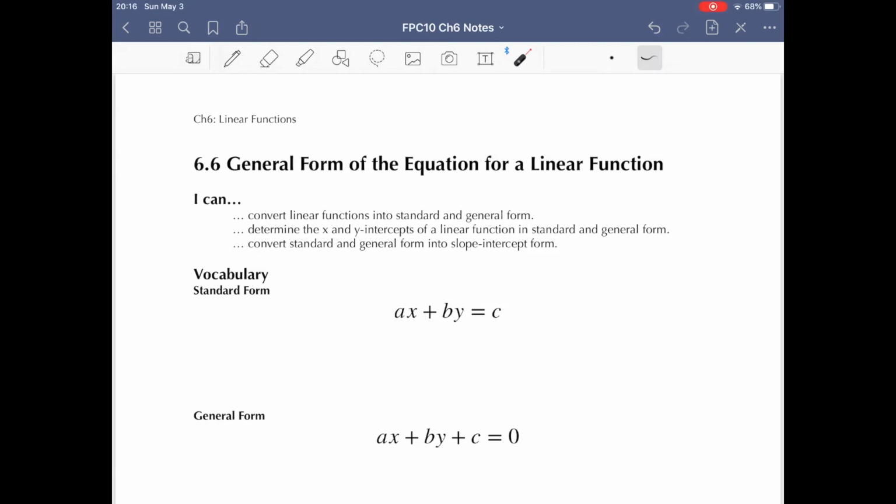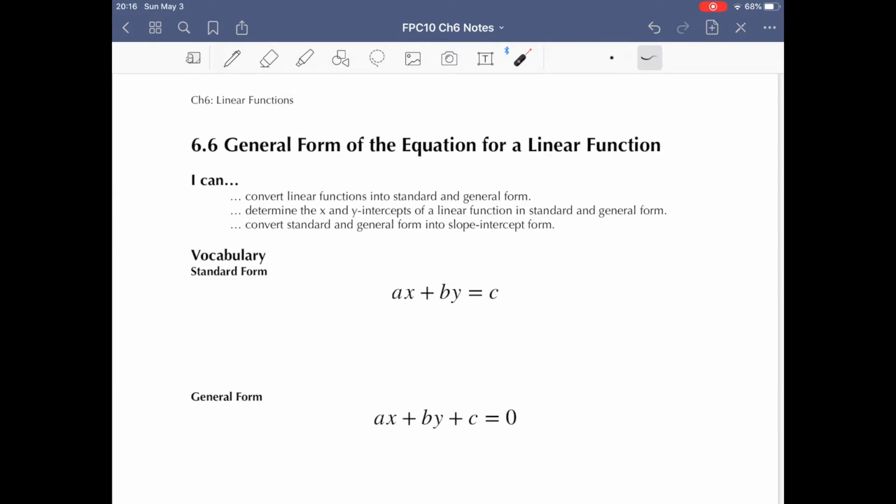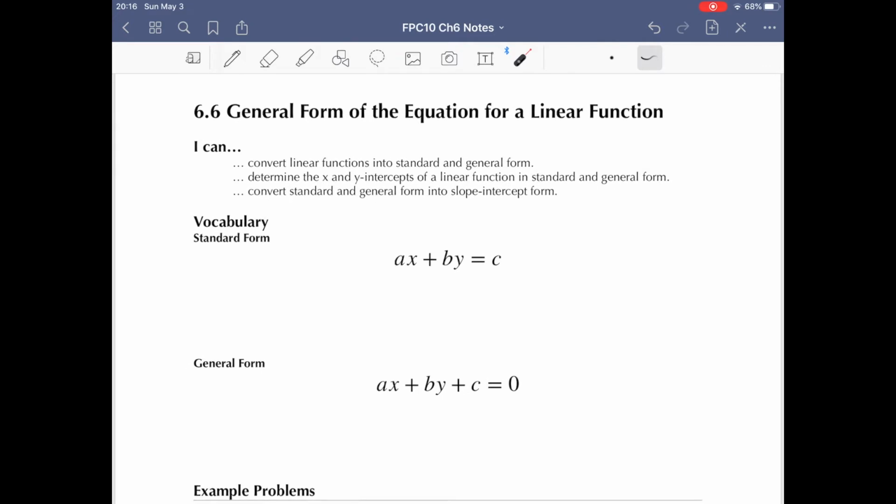Hello, this is Mr. Stein, and in this video we're going to look at section 6.6, the general form of the equation for a linear function. After you're done this lesson, you should be able to convert linear functions into standard and general form, determine the x and y intercepts of a linear function in standard and general form, convert standard and general form into slope-intercept or y equals mx plus b form.